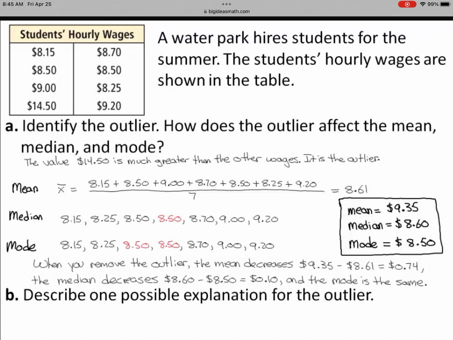So when you remove the outlier, the mean decreases $9.35 minus $8.61, or 74 cents. The median decreases $8.60 minus $8.50, or 10 cents, and the mode is the same.